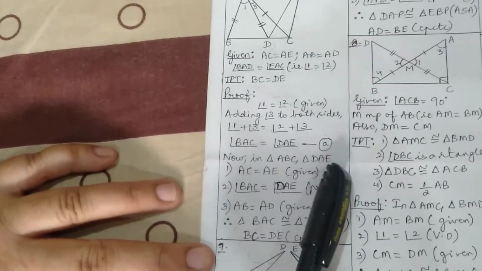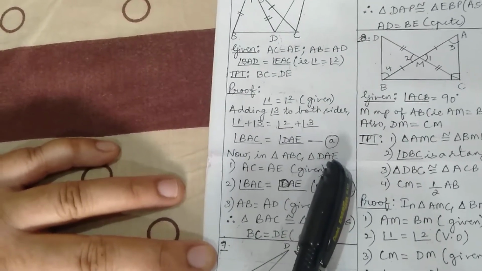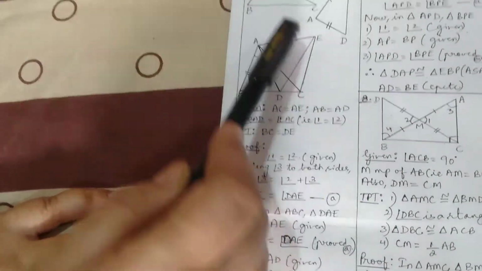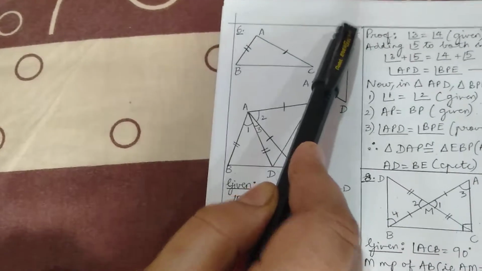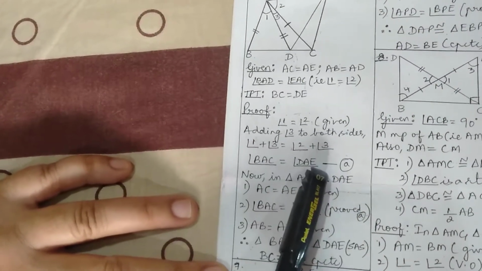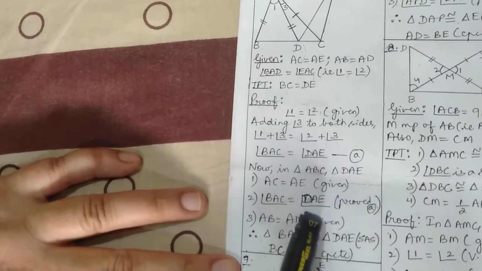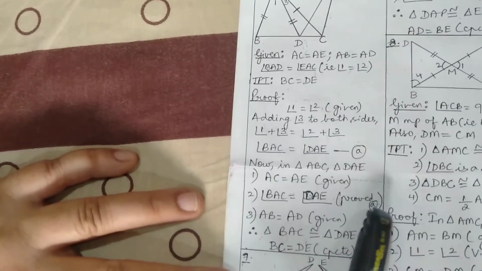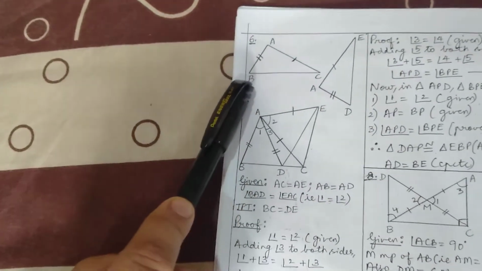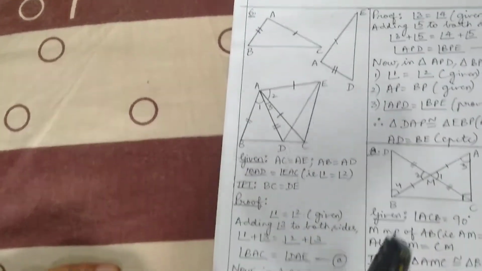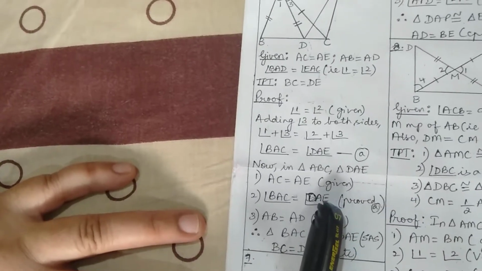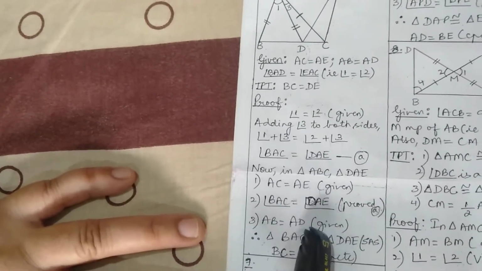So take up the two triangles ABC and DAE. So we have the sides AC equal to AE. That's given to us in the question. And now we have proved that angle BAC equals angle DAE. BAC of this first triangle equals DAE of the second triangle. That we proved. And we also have AB of the first triangle equal to AD of the second triangle. That's given to us. So we have listed one pair of equal angles and two pairs of equal sides.